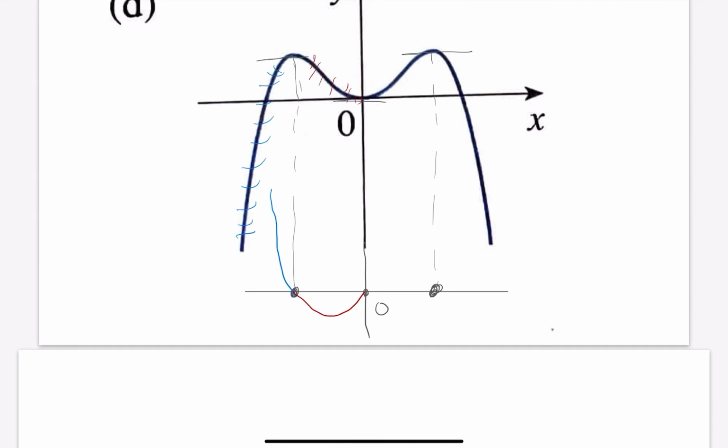Okay. What about this part right here? It's going upward, so it has to be above x-axis, right? And what about this part? So that's going to be below x-axis.